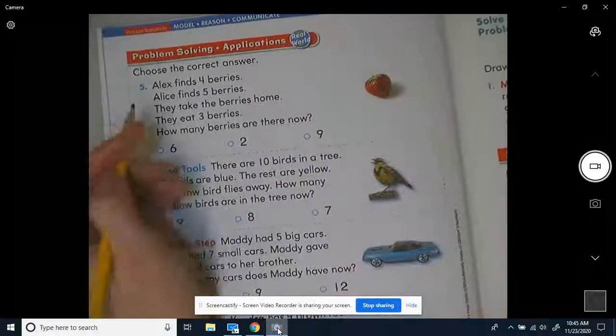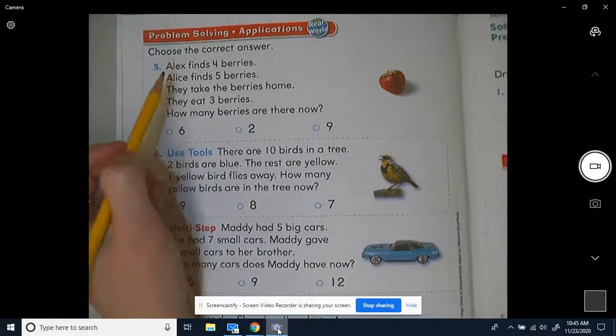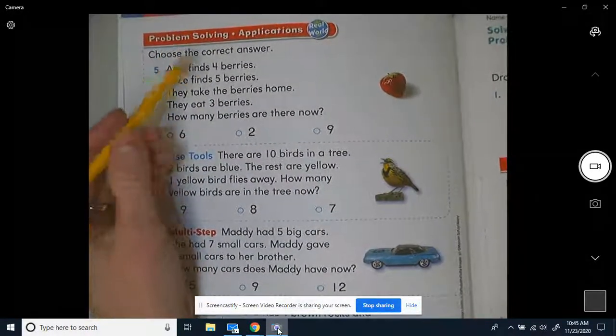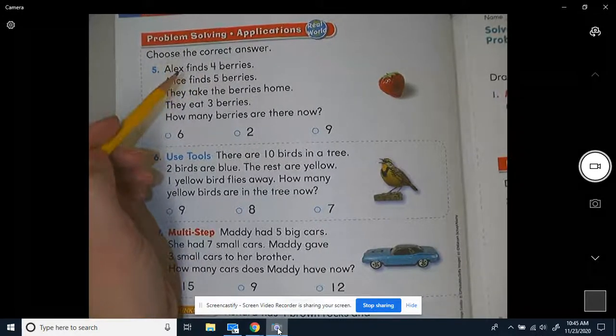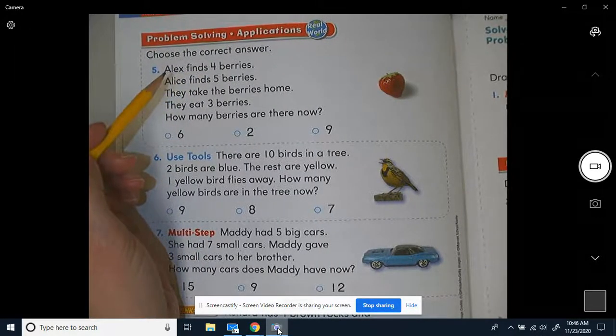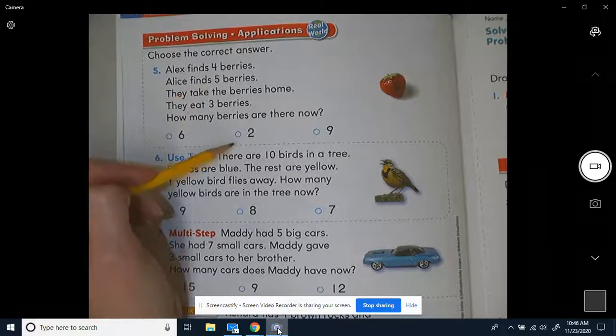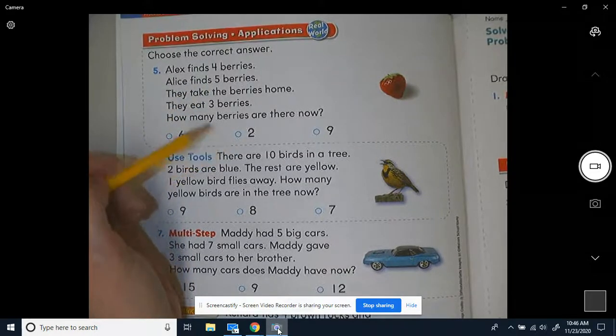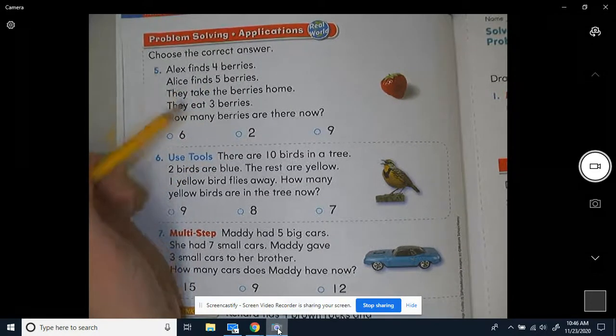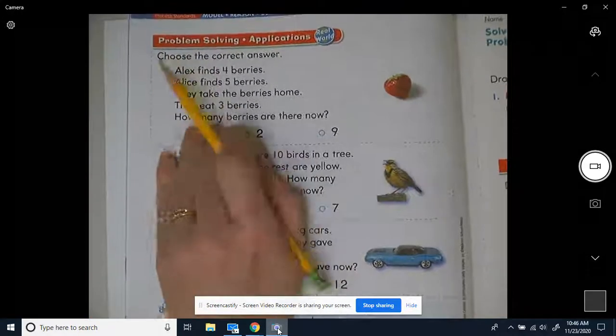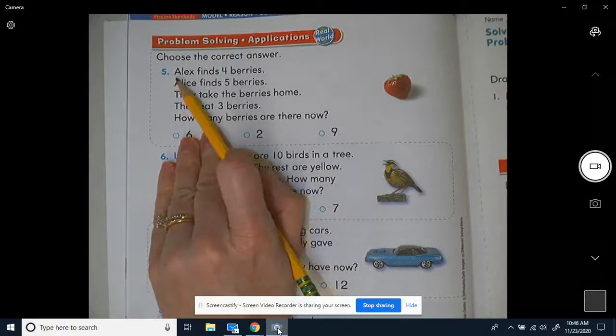We've done these problems before. Our goal today is where we do multi-step story problems or multi-step word problems where you have to do more than one equation to solve it, or more than one thought process to solve it. So let's look at number 5 here.